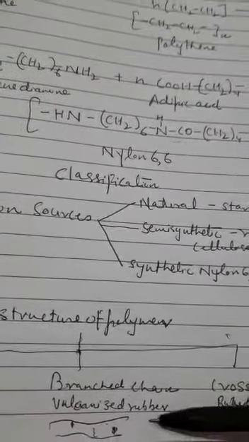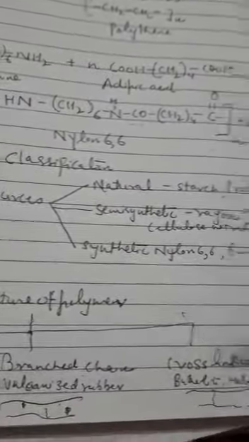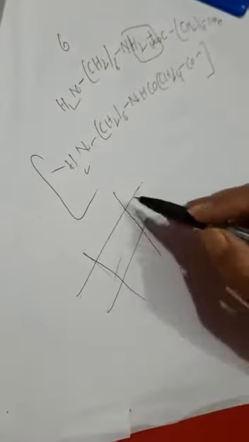Then there are branched chain polymers. An example is vulcanized rubber. There is branching. Then there are cross-linked polymers. There is cross-linking, and these chains are like this. They are straight and they are parallel like this.